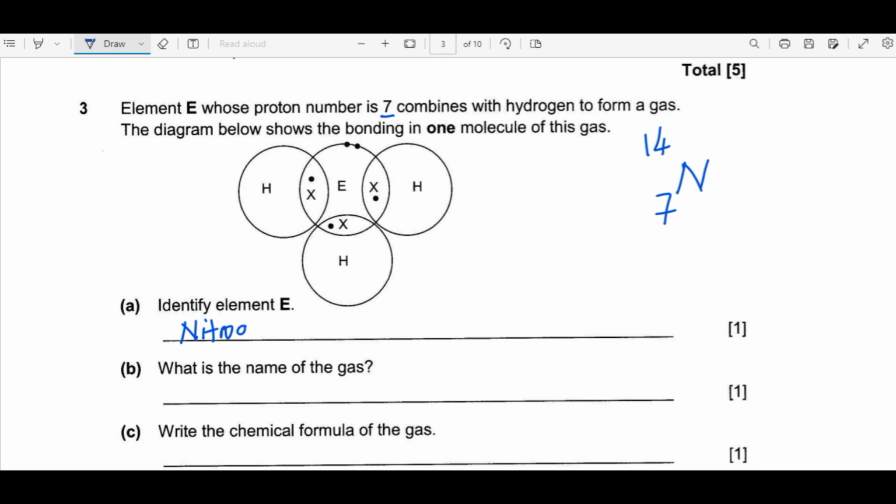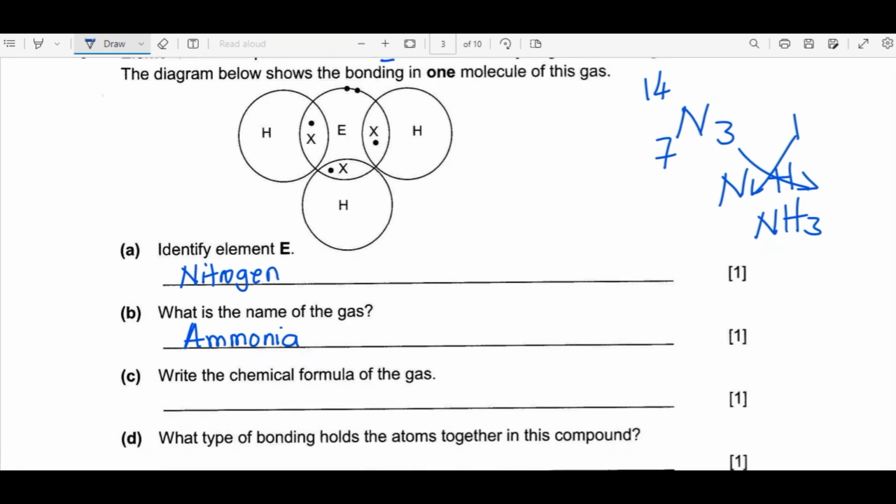We have nitrogen. Now, what is the name of the gas? If nitrogen with the valence of 3 bonds with hydrogen with a valence of 1, and if we use the crisscross method here, we have NH3 as the chemical formula. This chemical formula is for ammonia. Then for C, write the chemical formula of the gas. So the chemical formula for ammonia is NH3.